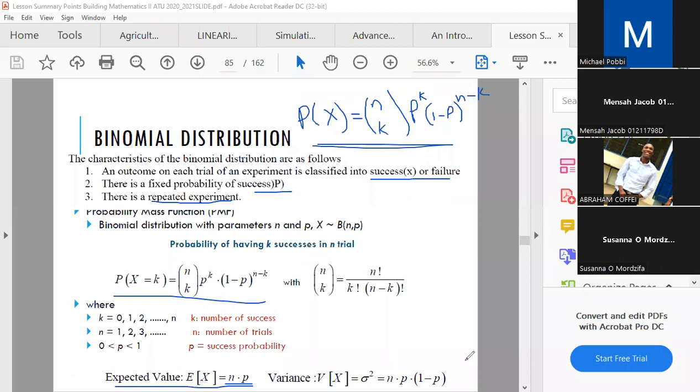So you take note of these formulas. We are going to use them to run some examples.